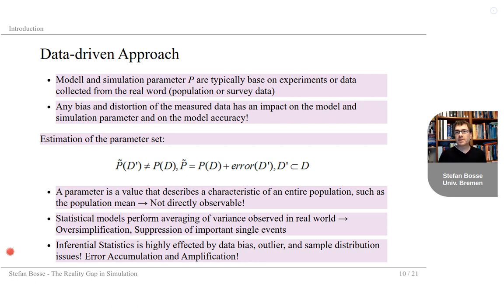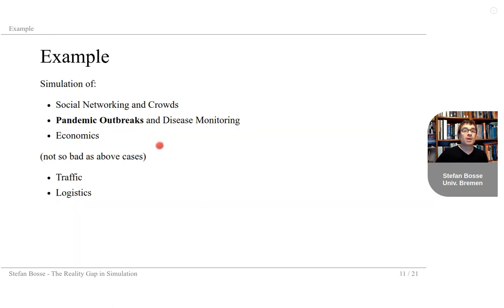This is one of my statements. We have to introduce variance in simulation to lower the gap between the real world and the simulation world. And finally, inferential statistics is highly affected by data bias, outliers, and sample distribution issues. Error accumulation and amplification occurs. So here we have an example.